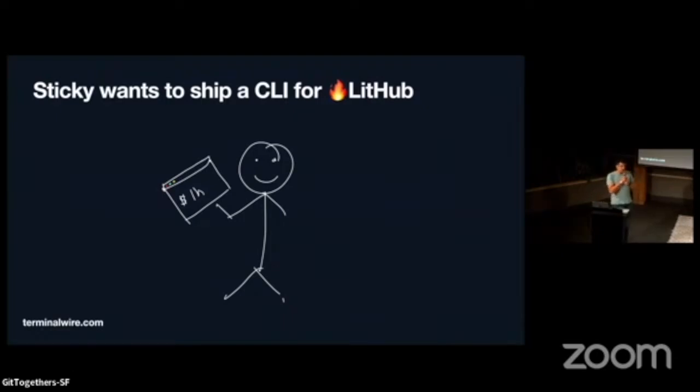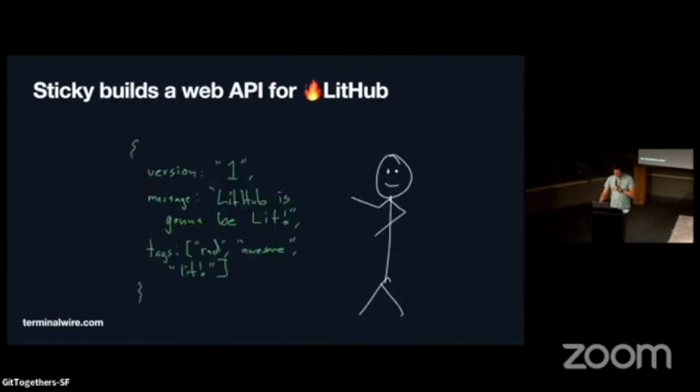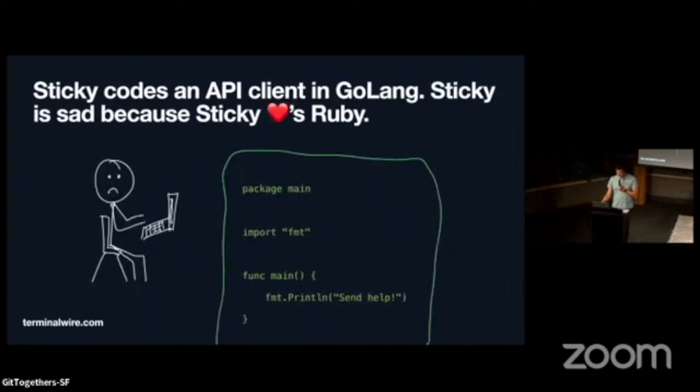How many of you have used the LitHub CLI? What about the GitHub CLI? All right. So I'm going to talk about how you might build LitHub based on how GitHub works. First thing you do, you build an API, probably some kind of JSON API. You can see up here, I actually have some handcrafted JSON in case you're wondering what that looks like.